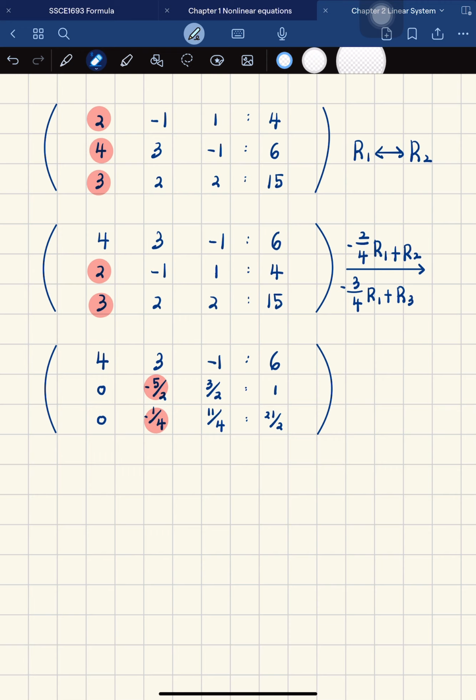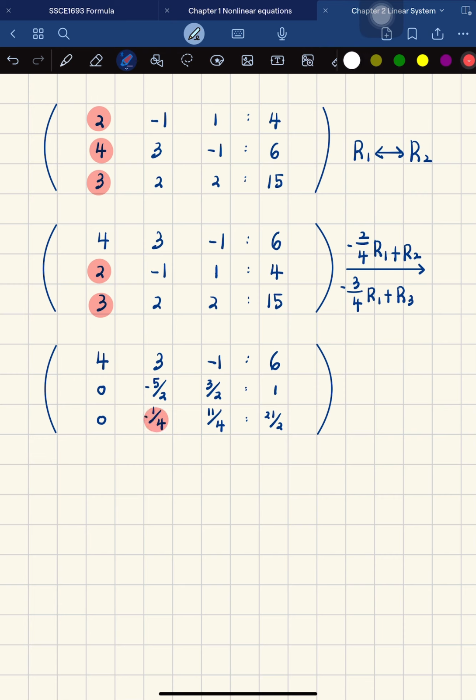Okay, now we have to decide which one is the maximum value, but you have to remember the value must be in absolute value. So if we take the absolute of these two values, obviously negative 5 over 2 will be the maximum. So you don't have to change the row, you just maintain. Yes, in terms of the integer, negative 1 over 4 will be the largest value, but we take the absolute value, so that's why negative 5 over 2 will be the maximum.